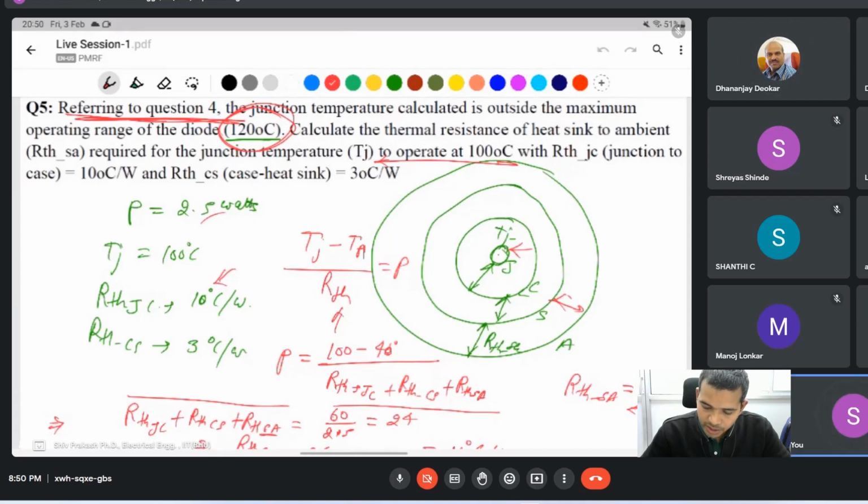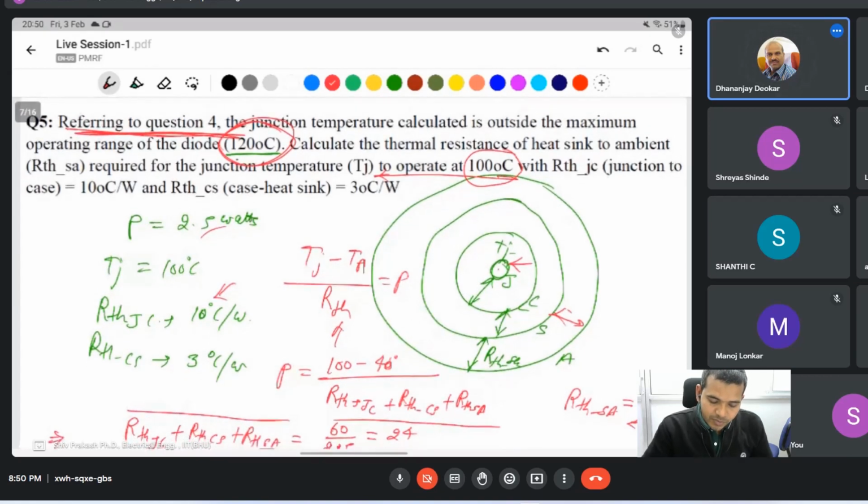And junction temperature is 140 degrees Celsius. Junction temperature, take 100 degrees centigrade, not 120 degrees centigrade. No, sir, I take 140 degrees Celsius. See here, it is mentioned the temperature calculated is outside the maximum operating range. Maximum operating range is given 120 degrees centigrade, but it operates at 100 degrees centigrade, not 120 or 140 degrees centigrade. Sorry, sir.